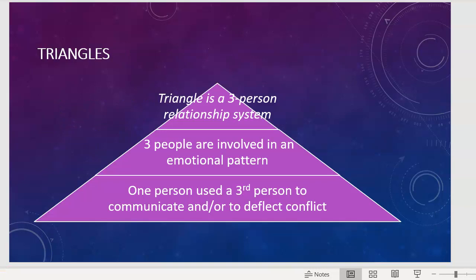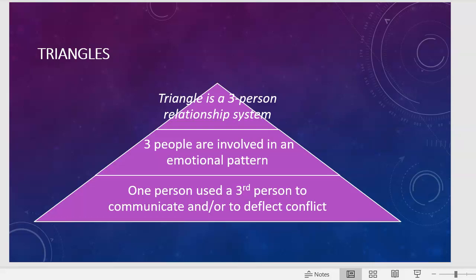The concept of triangles is a very important one, and it also is a very psychodynamic concept, right? So a triangle is a three-person relationship system. The idea of triangulated relationships means that three people are involved in an emotional pattern. The pattern is where one person uses the third person as a way to communicate, or as a way to minimize or deflect the conflict that is going on between two people.